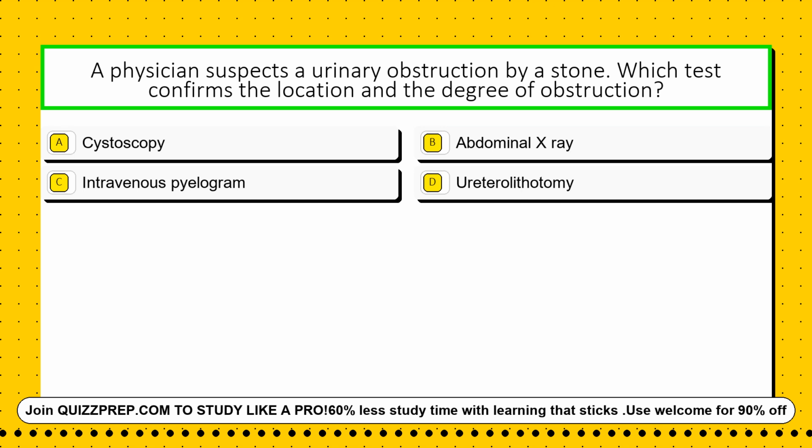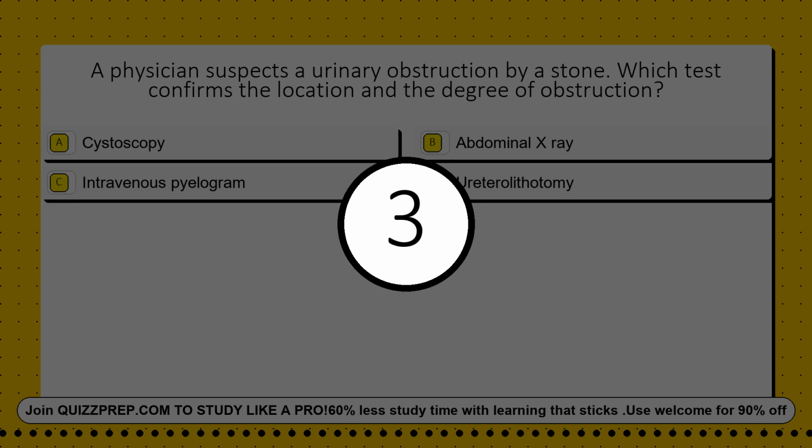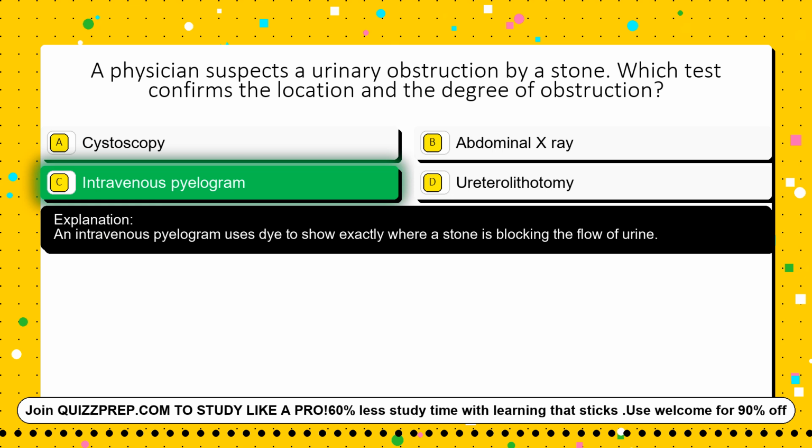Question 130. A physician suspects a urinary obstruction by a stone. Which test confirms the location and the degree of obstruction? Option A, cystoscopy. Option B, abdominal X-ray. Option C, intravenous pyelogram. Option D, ureterolithotomy. The correct answer is option C, intravenous pyelogram. An intravenous pyelogram uses dye to show exactly where a stone is blocking the flow of urine.